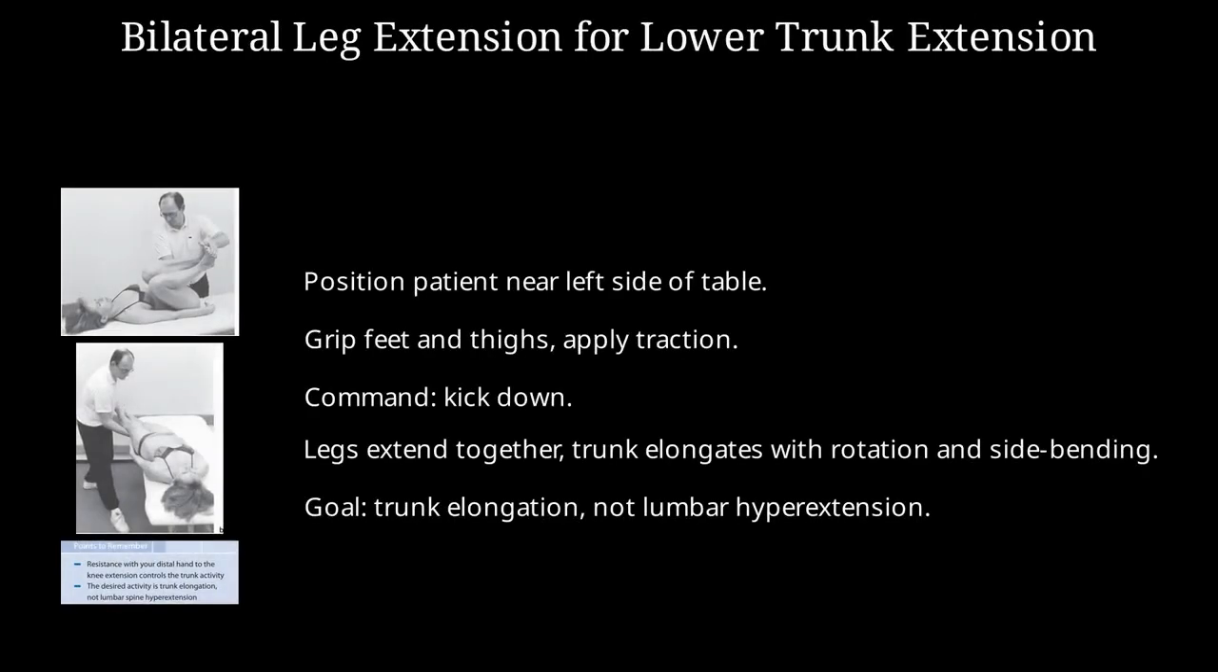For bilateral lower extremity extension with knee extension, position the patient near the left side of the table. The therapist grips the feet and thighs, applies traction, and commands the patient to kick down. The legs extend together, and the trunk elongates with rotation and side bending to the left. The goal is trunk elongation, not lumbar hyperextension.